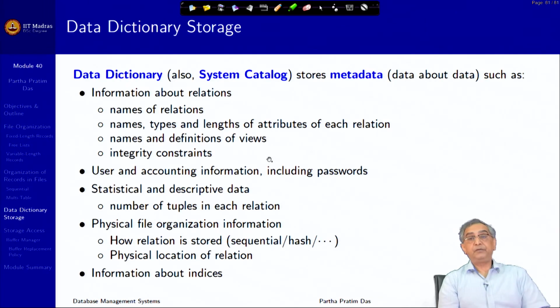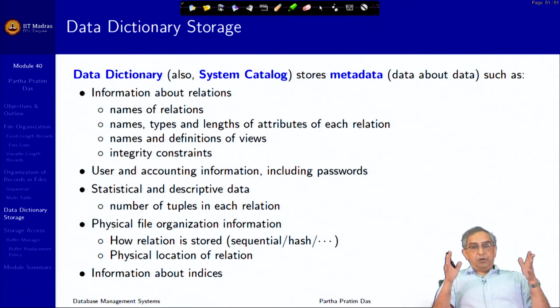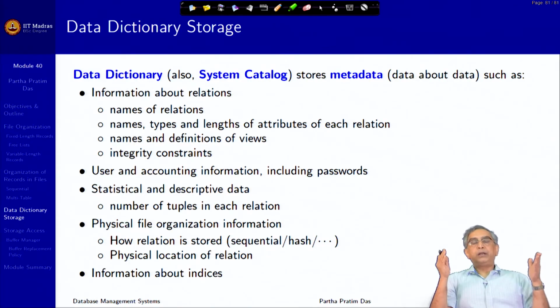The next that we have to look at is, I mentioned that the database itself has a lot of information to manage. What are the relations? What are the different attributes of every relation? What are the types of these attributes? What are the different views? What are the integrity constraints? Who are the users? What is the kind of physical structure and strategies you are following, and so on and so forth.